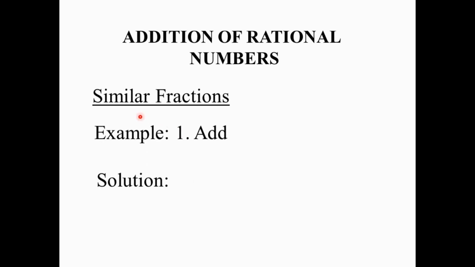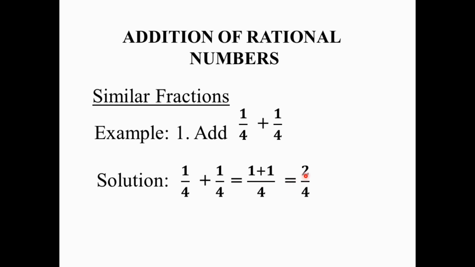Okay, let us first deal with similar fractions. Example number 1, add 1/4 plus 1/4. These two fractions are similar because the denominators are the same. In this case, we can add the numerators directly. So, 1/4 plus 1/4 is 1 plus 1 over 4. Just copy the denominator. Then 1 plus 1 is equal to 2. Then copy the denominator, so 2 over 4.